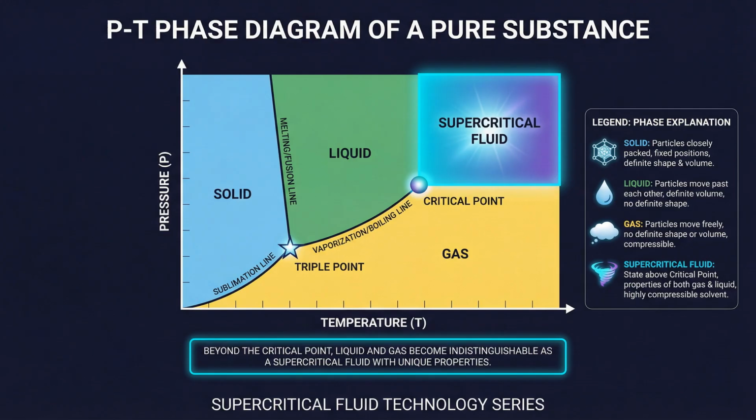Notice how this region is continuous with both liquid and gas. There's no phase boundary to cross. This is fundamentally different from transitions like boiling or freezing, which require crossing a phase line. The triple point, where all three ordinary phases coexist, is also marked on this diagram.